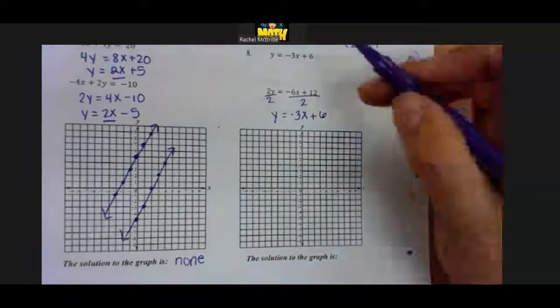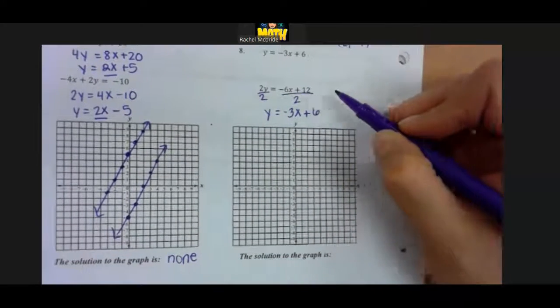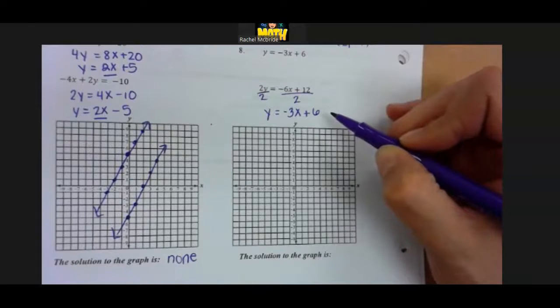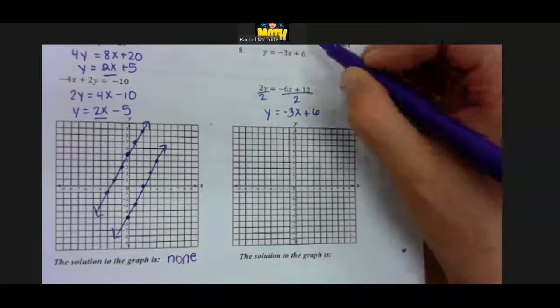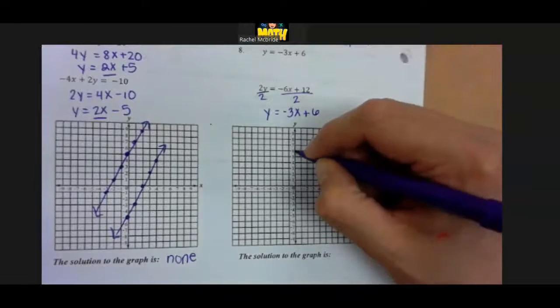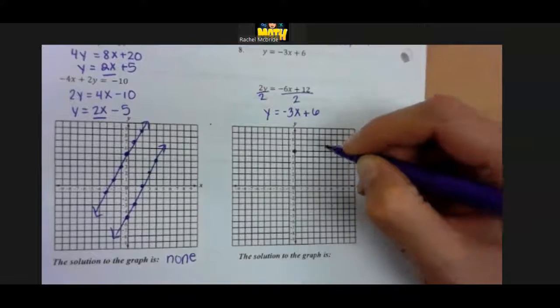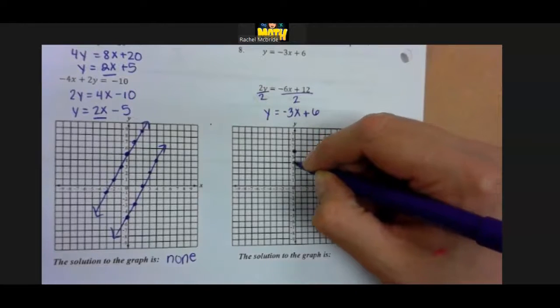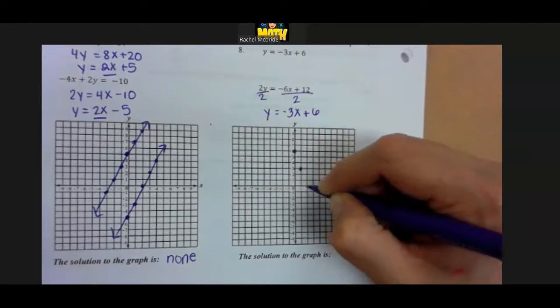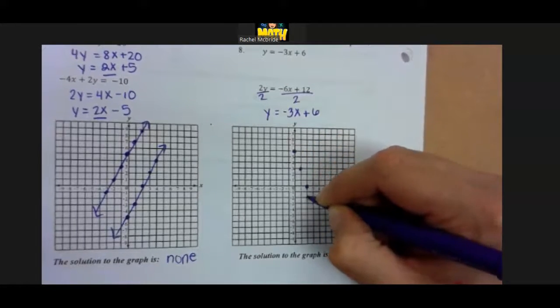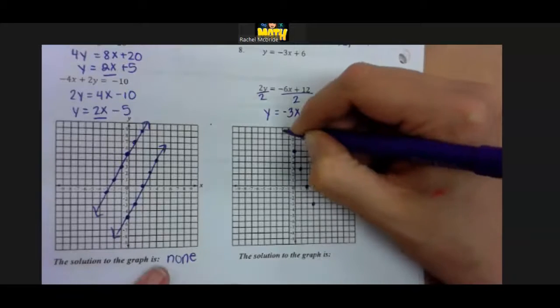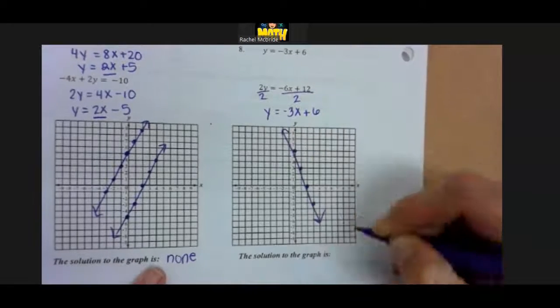Okay, and then the last one, if you solve and simplify this equation, you get y equals negative 3x plus 6. You started with y equals negative 3x plus 6. So for this one, the graphs are identical, which means that my solution is infinite. Infinity and beyond.